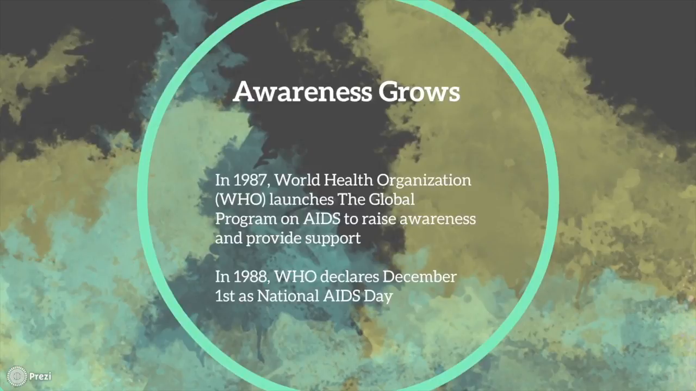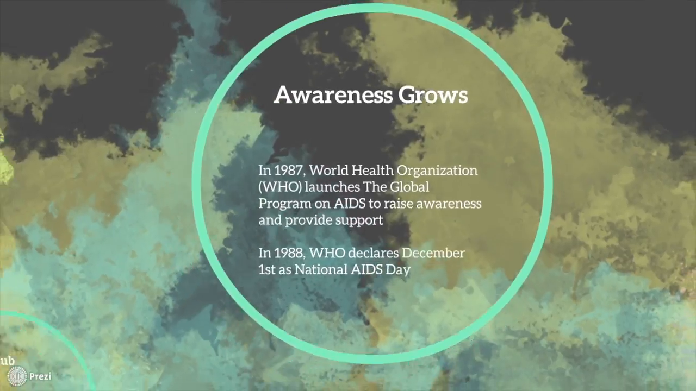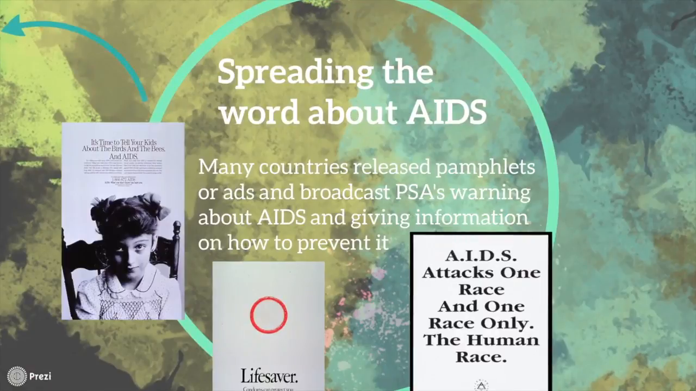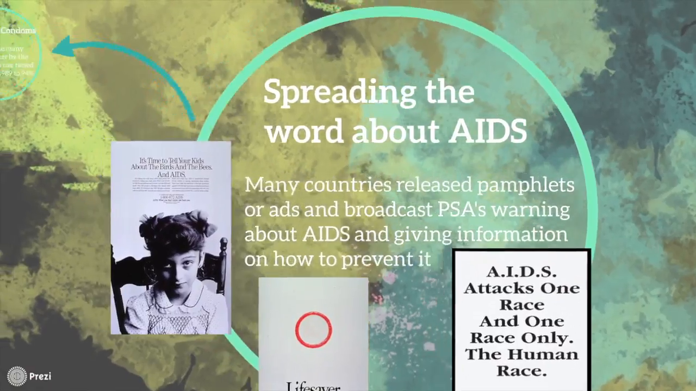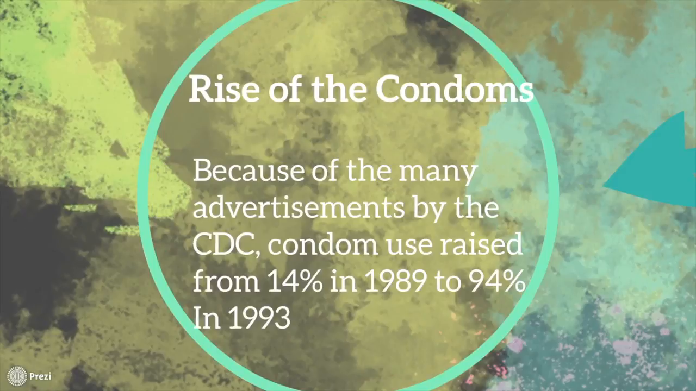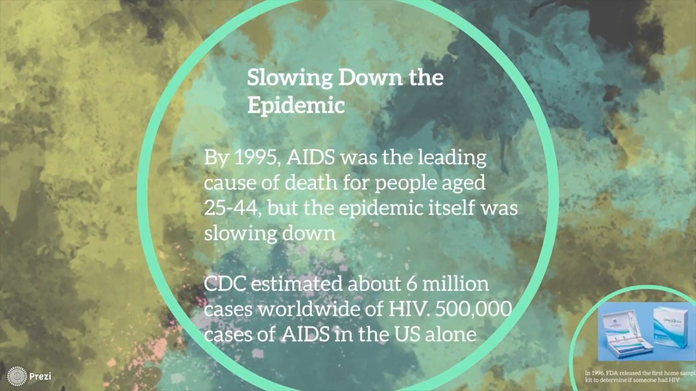In 1987, the World Health Organization launched the global program on AIDS to raise awareness and provide support. December 1st was declared National AIDS Day. Many countries released pamphlets or ads to broadcast PSAs warning about AIDS and giving information on how to prevent it. Because of the many advertisements by the CDC, condom use rose from 14% in 1989 to 94% in 1993. By 1995, AIDS was the leading cause of death for people aged 25 to 44, but the epidemic itself was slowing down. There were about 6 million cases worldwide of HIV and 500,000 cases of AIDS in the US alone.